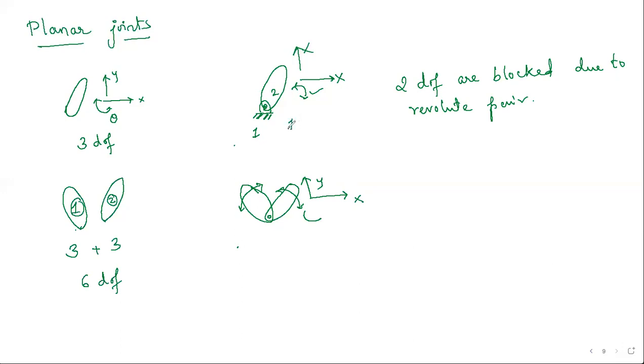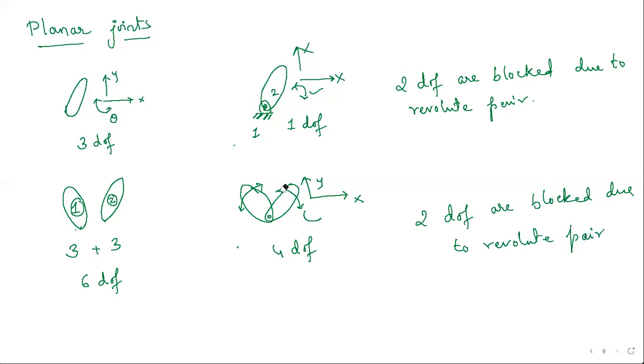Earlier only 1 degree of freedom was there, with 2 blocked. Here I can see 1, 2, 3, 4 degrees of freedom are present. So how many is it blocking? 6 minus 4 is 2 degrees of freedom blocked due to the revolute pair. So even if both the links are moving, or if one link is fixed and the other is moving, in both cases I can say with 100% surety that if you connect it using a revolute joint in a planar mechanism, planar means they have to be in a plane, then 2 degrees of freedom are blocked due to a revolute pair.